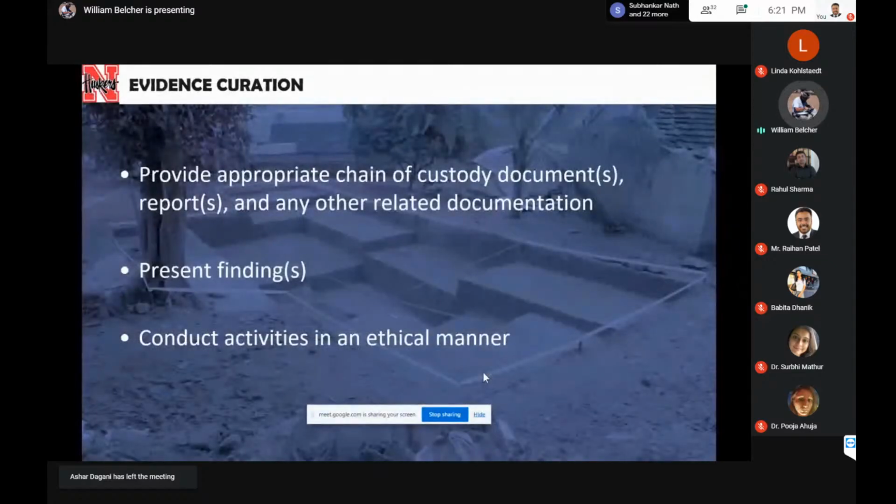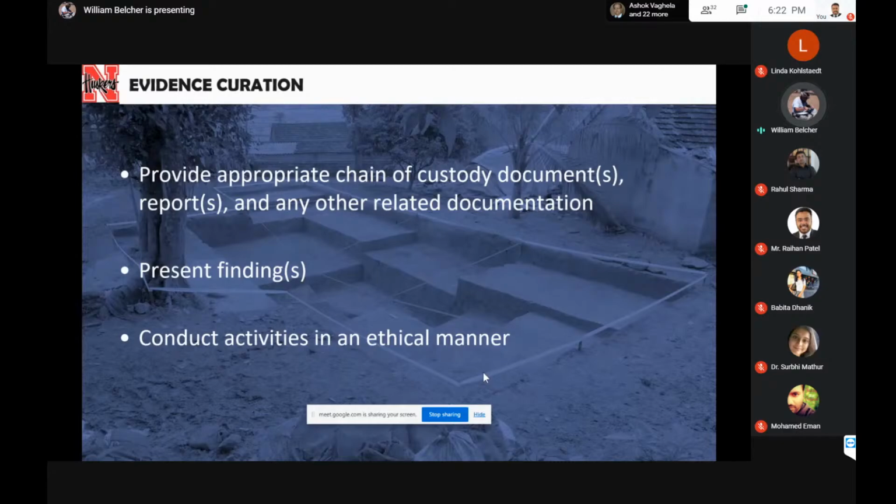In dealing with evidence curation, what we want to do is provide the appropriate chain of custody documents, the reports, or any other related documentation: videos, photography, three-dimensional rendering with LiDAR, drone photography. All of this relates back to a series of nested forms of documentation. Then we want to be able to present the findings, if needed, in a court of law.